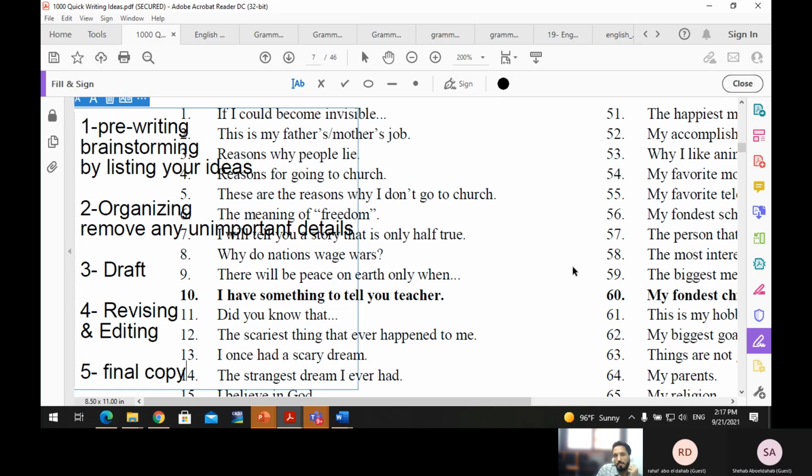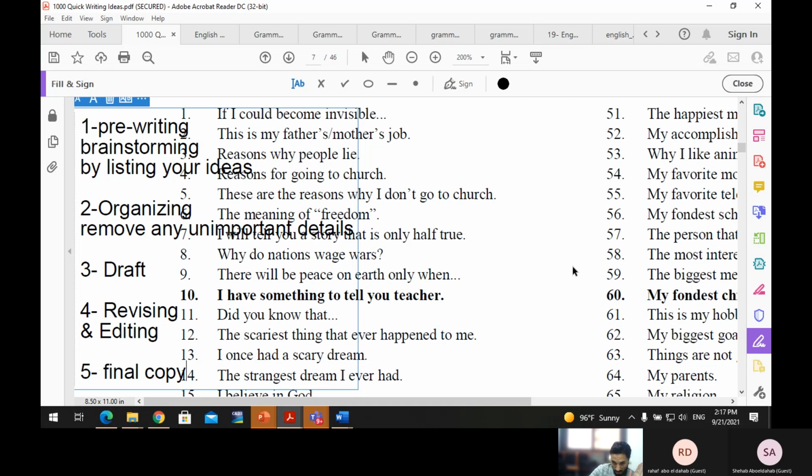Okay. Number 1. Pre-writing. Pre-writing stage. What should you do in this stage? Brainstorm your ideas. You can list your ideas. You can draw. You can mind map your ideas.